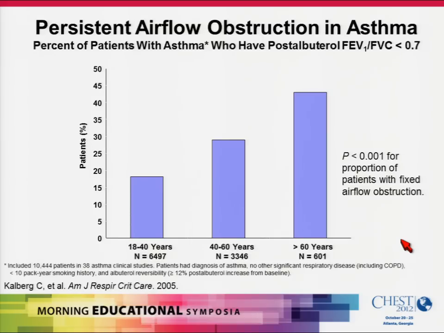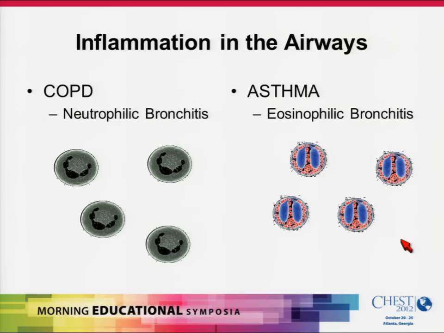45%+ of patients entering a trial, these are asthmatics, had a post-bronchodilator FEV1 less than 70%, persistent airway obstruction. Obviously, the translation is the longer you have the asthma, the older that you are, we recognize that the greater the chance of having fixed airway obstruction. Similar to COPD. What about the inflammation of the airways?